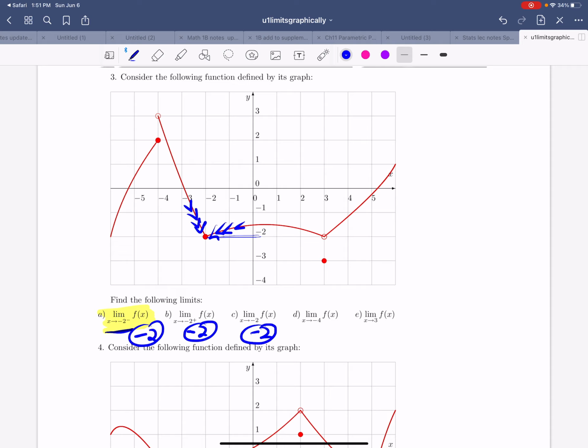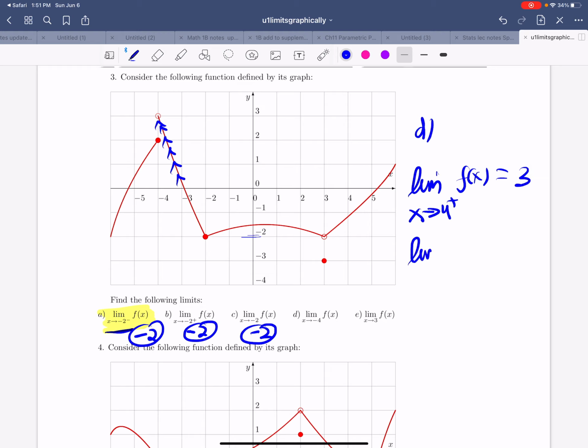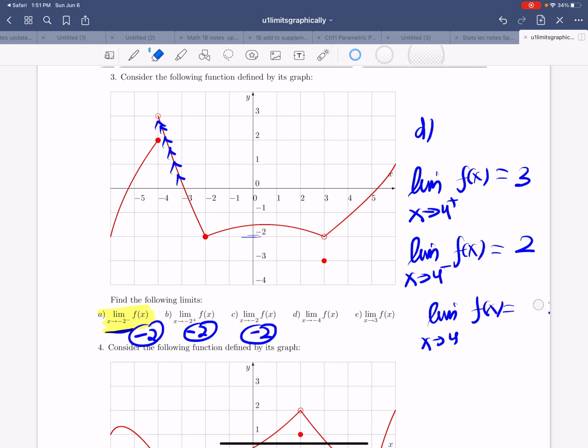Example, part D, limit as x approaches 4. So it has to be the same number coming from the left and right-hand side. As we are approaching 4 from the right-hand side, that limit is equal to 3. And as x approaches 4 from the left-hand side, that limit is equal to 2, and that's not the same number. So we would say the limit as x approaches 4 of f of x does not exist, because it's not the same number coming from the left and right-hand side.